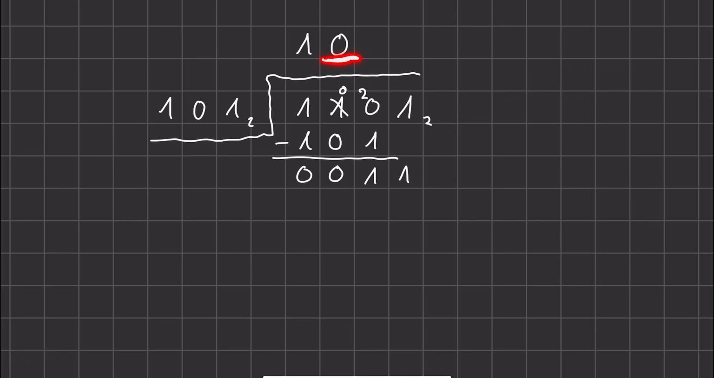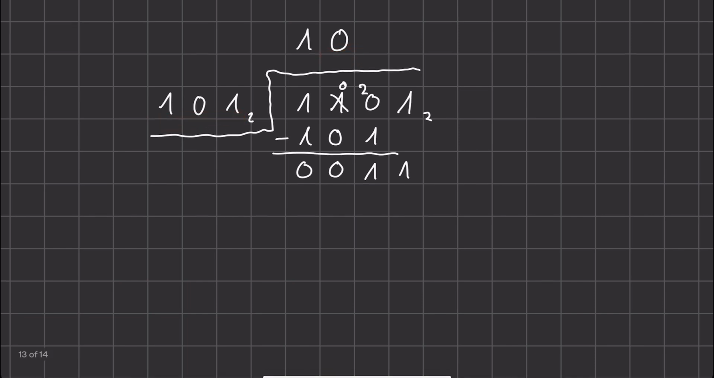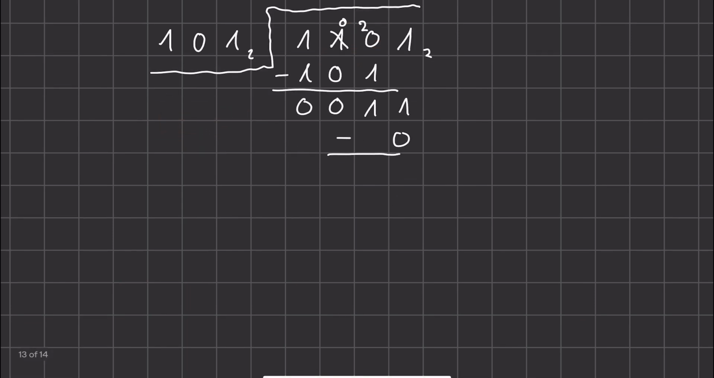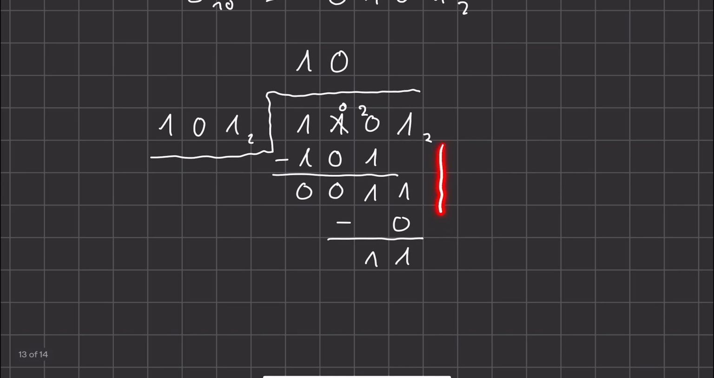Again, multiply this 0 by this. We get 0. So we subtract 0 from here. And our result is again 1, 1. And because we don't have anything to pull down, we finish the division here.